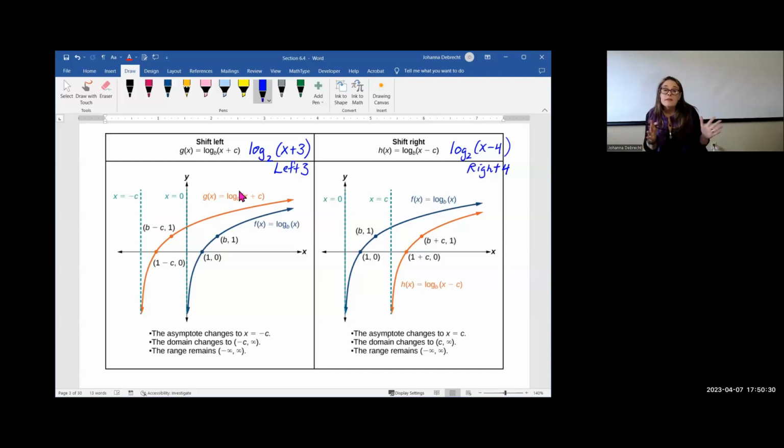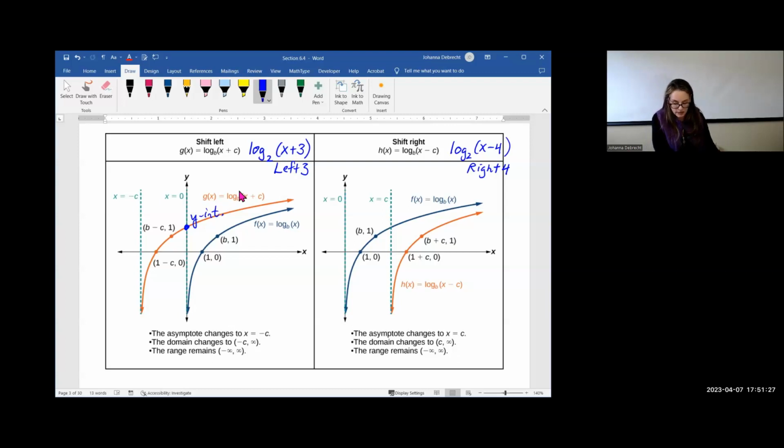Now, if we shift right 4, everything shifts to the right 4. So instead of going through (1, 0), it will now go through (5, 0) because I shifted it to the right. 1 plus 4 is 5. And instead of going through (2, 1), it will go through (6, 1) because every x coordinate got shifted to the right by 4. It also shifts the vertical asymptote. So instead of being the y-axis, x equals 0, it becomes the vertical line x equals 4 in this case. Over here, it would become the vertical line x equals negative 3. And you can see that if you shift it to the left, then we do suddenly get a y-intercept, right? So it's possible to get a y-intercept when you shift these graphs to the left.